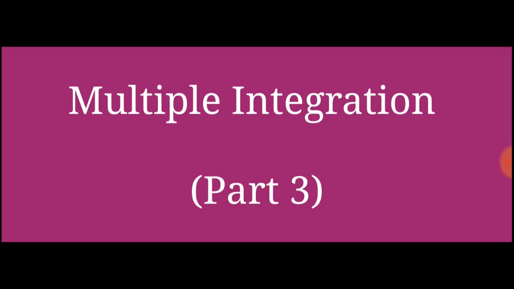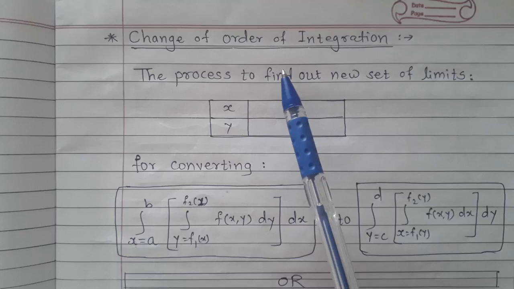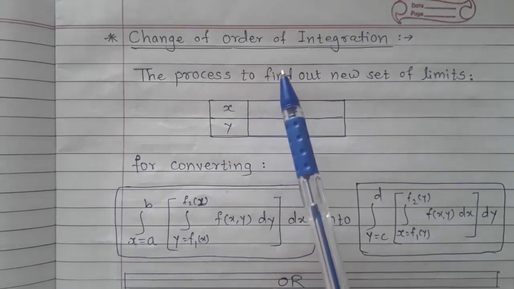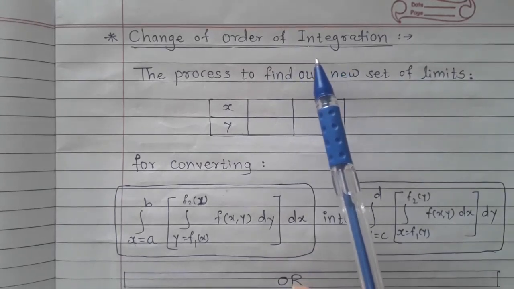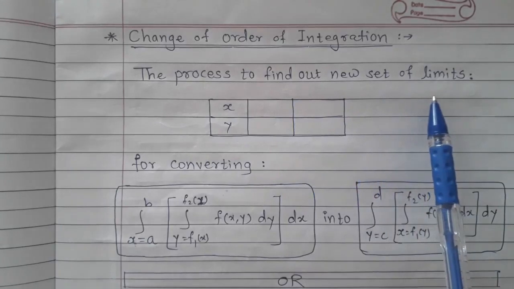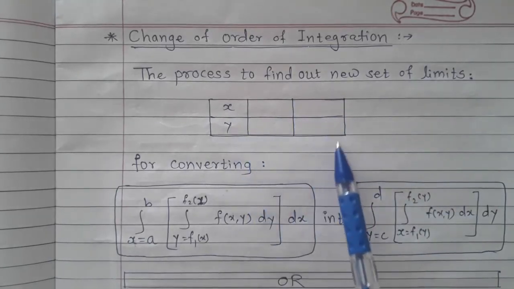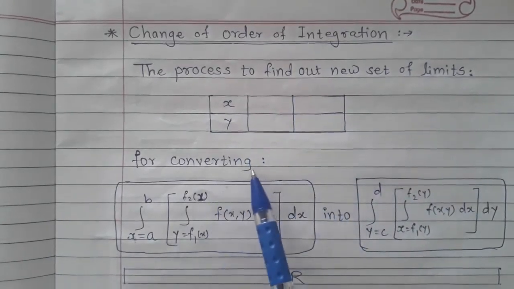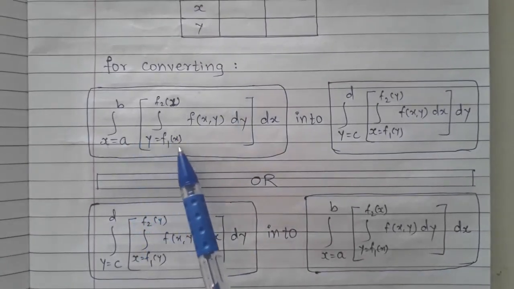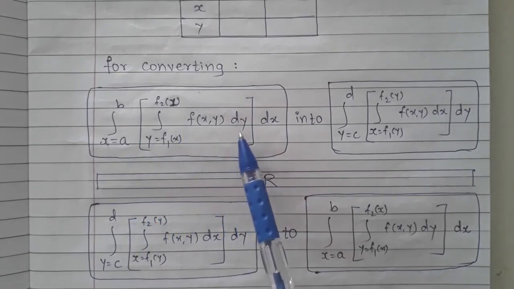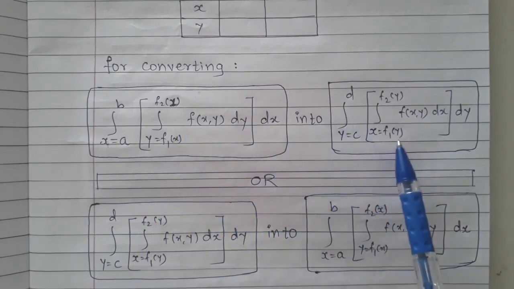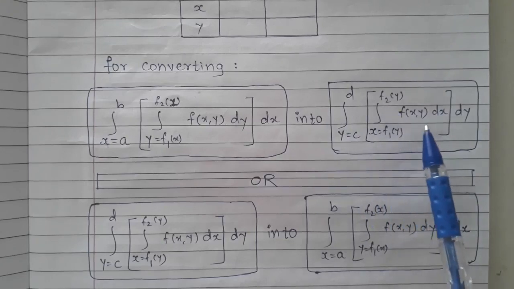In this video lecture on multiple integrations, we will see the evaluation of double integration by changing the order of integrations. First of all, the meaning of change of order of integration. It is the process to find out new set of limits of x and y for converting integration x from a to b, y from f1(x) to f2(x), f of xy dy dx into y from c to d, x from f1(y) to f2(y), f of xy dx dy.